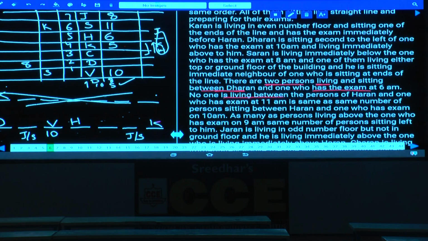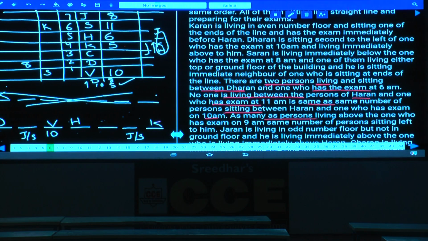No one is living between Haran and the one who has exam at 11 am. Haran and 11 am, there is no person. That is the same as the number of persons between Haran and 10 o'clock. Haran and 10 o'clock are adjacent to each other. Again we have that information.